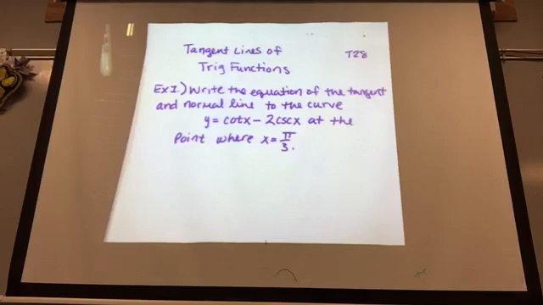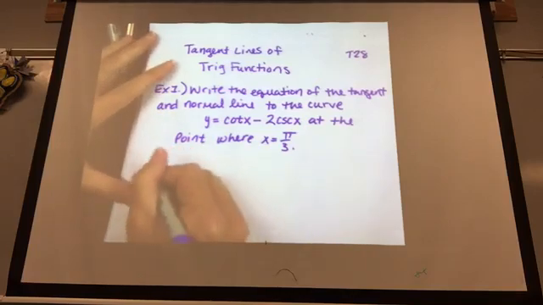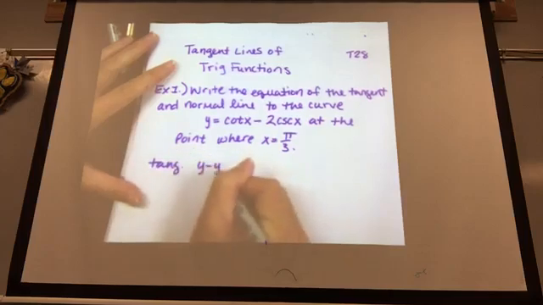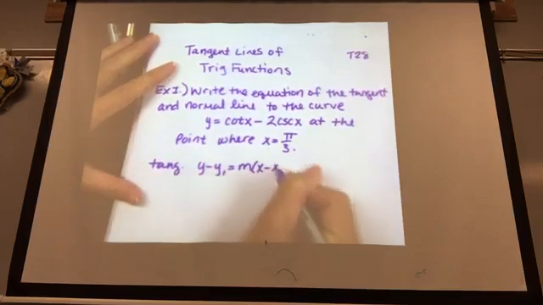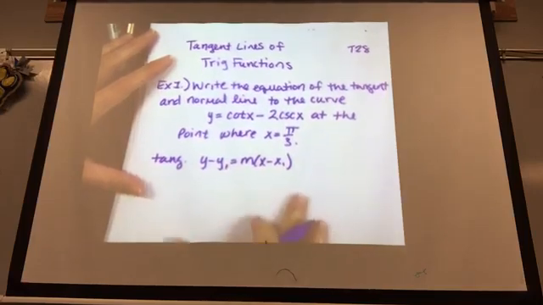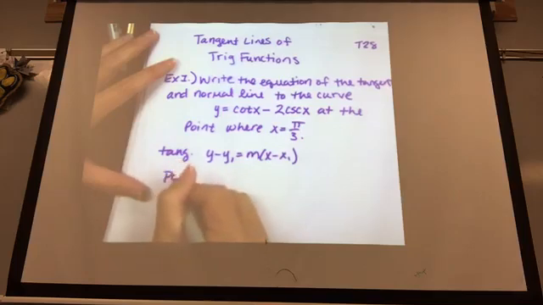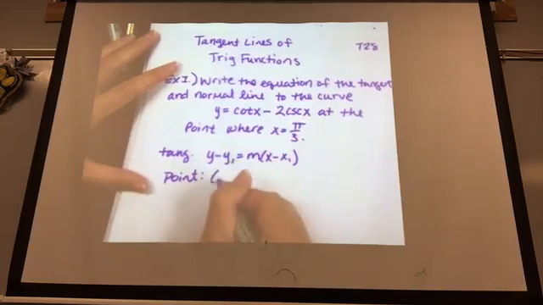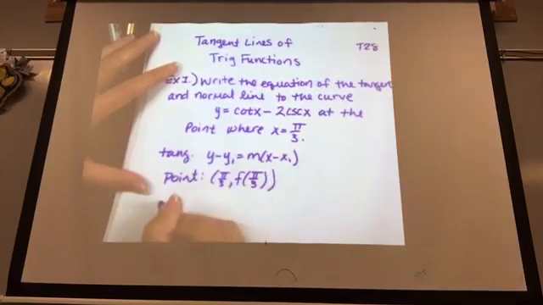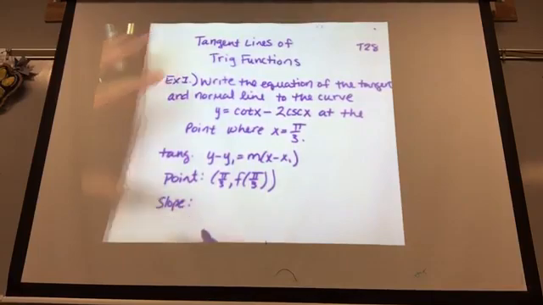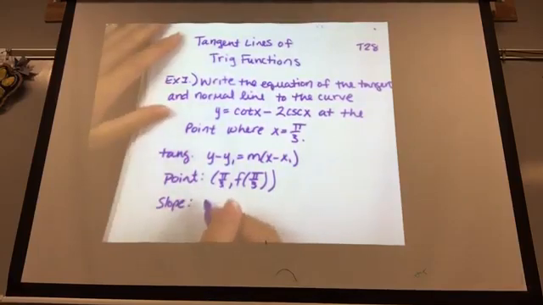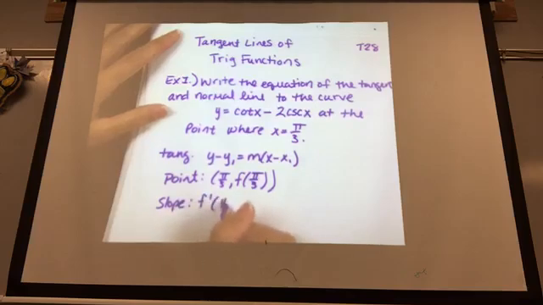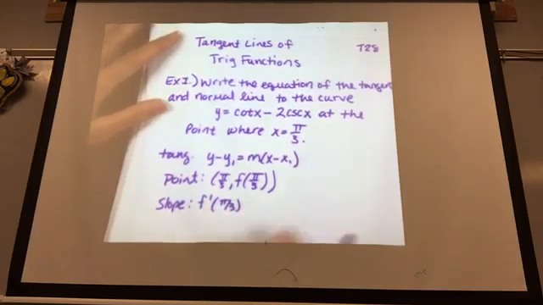Alright, so we're writing the equation of the tangent and the normal line. So let's go ahead and write the equation of our tangent line. We know it's y minus y1 equal to m times x minus x1. So what do I need? Point and slope. My point is going to have what x value? Pi over 3. And so now I need to find my y value. What is f of pi over 3? And then I know my slope, I have to find what? The derivative f prime at pi over 3. So f prime of pi over 3.